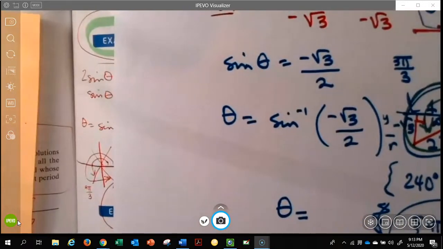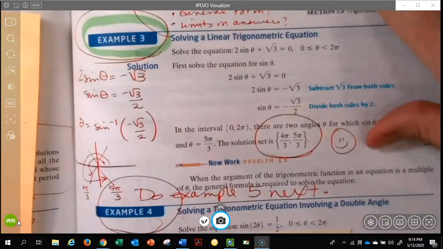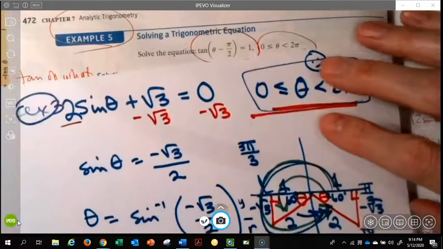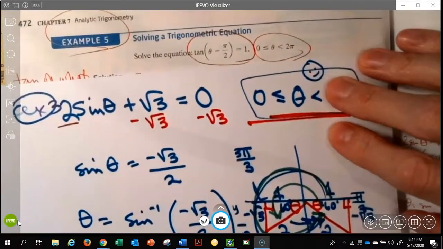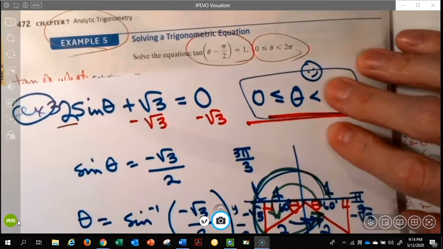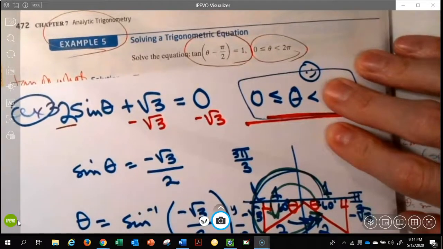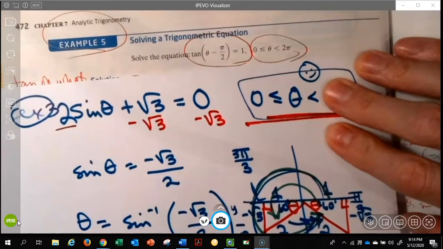I'm going to go over to example 5. Example 5 is on the next page. And example 5 at the top of this page says, hey, let's go solve this equation. This equation is tangent of theta minus pi over 2 equals 1.